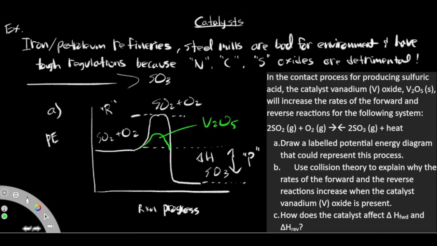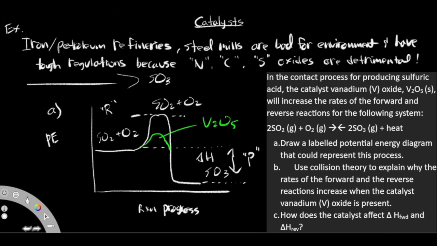Now why is this important, this V2O5? Because it leads to the next question for C. How does this catalyst affect the delta H of the forward reaction, so the enthalpy change of the forward reaction, and the delta H of the reverse reaction? Well, where is the delta H of the forward reaction? It's going to be this area over here. And how about the delta H of the reverse? It's going to be this area over here.